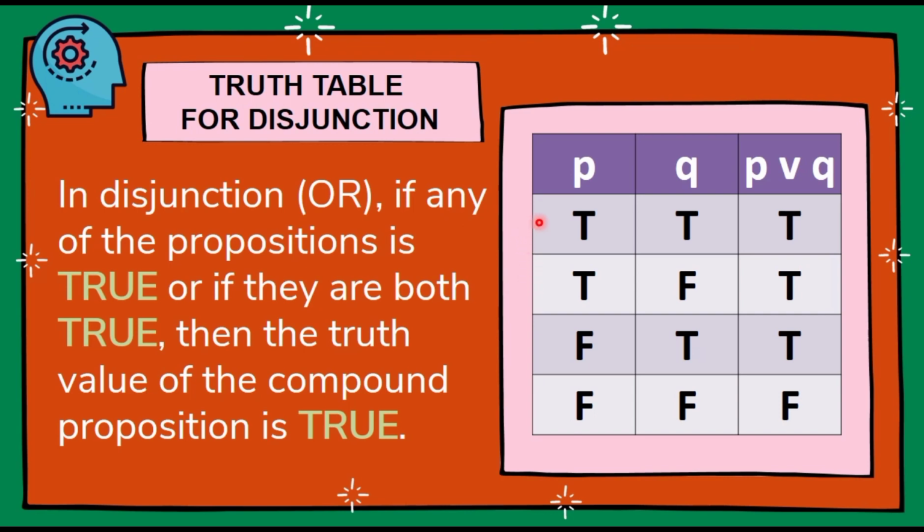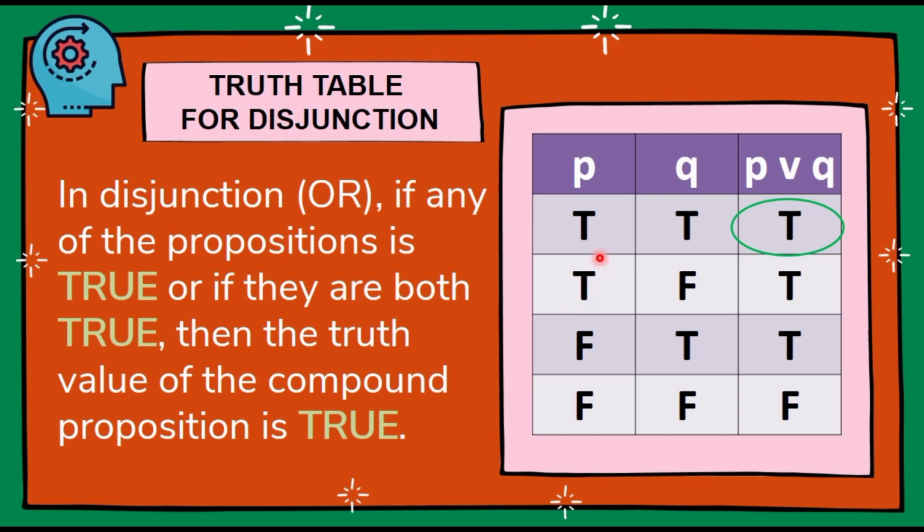Ang rule diyan is, bigyan mo lamang ako ng isang katotohanan or true, and the value of the P or Q will be true. So, paano yun? Let's have the table. True, true. So, di ba? We have true. Dalawa pa nga. So, the value of the P or Q is true.